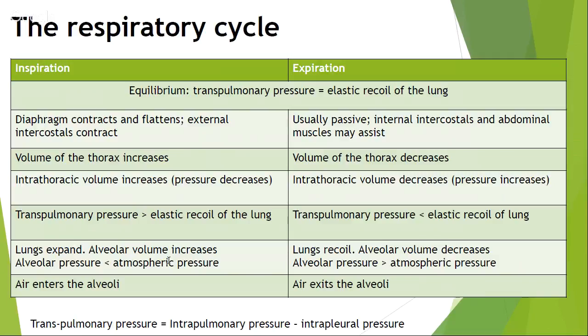This causes the alveolar volume to increase. Alveolar pressure will drop below atmospheric pressure, and air will follow that pressure gradient to enter the alveoli. The reverse then happens during expiration. Does that make sense? It's probably one of the more important tables.